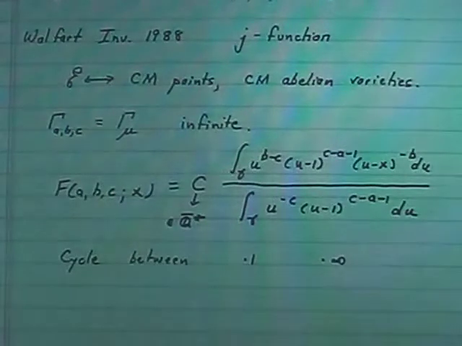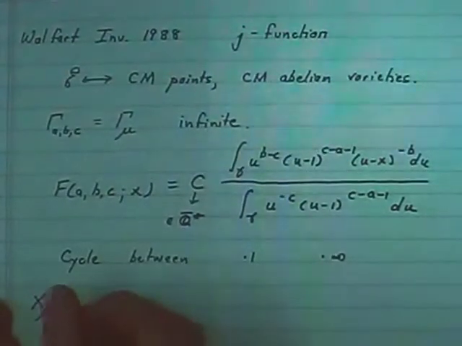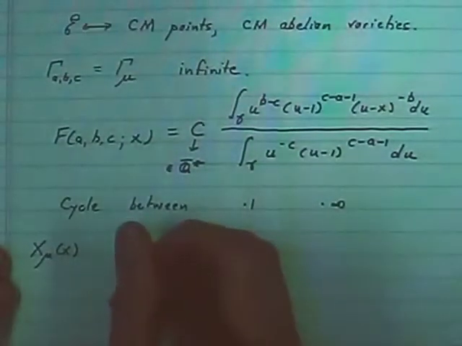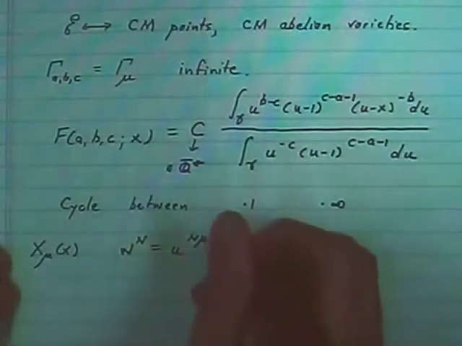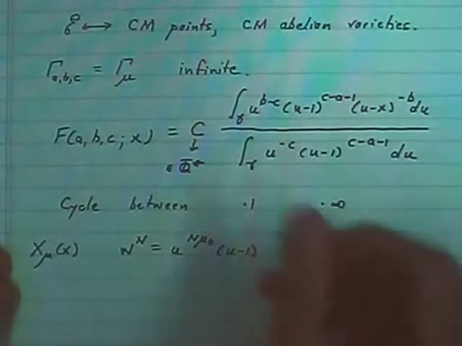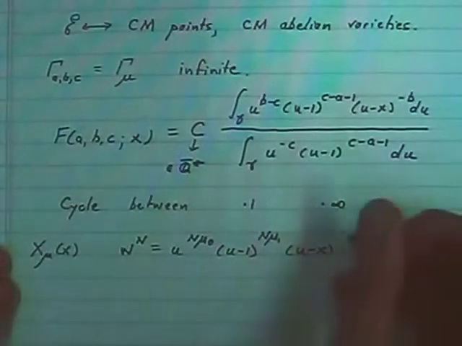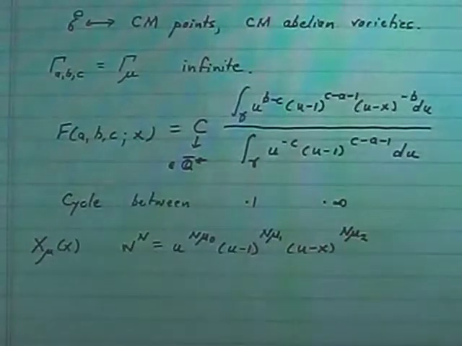And if I try to draw this, I will get into a mess. But you can think of it as a cycle on this curve that we defined, depending on x, which was w to the n equals u to the n mu 0, u minus 1 to the n mu 1, u minus x to the n mu 2. We're now, instead of using the ABC notation, using the notation in terms of the mu's.